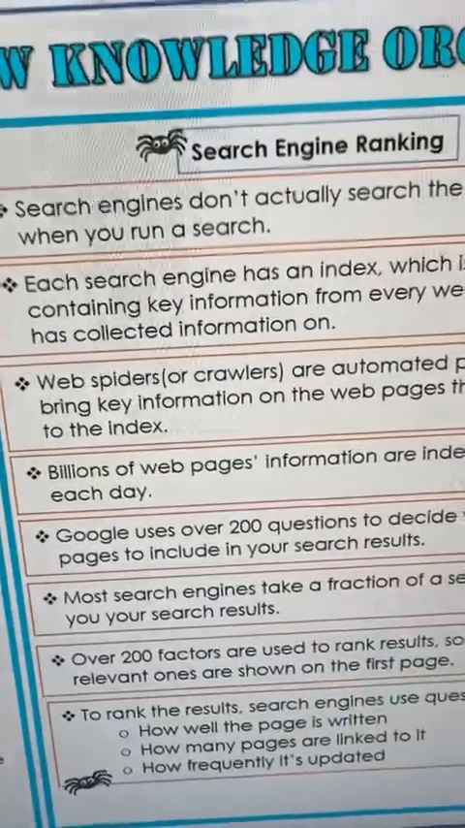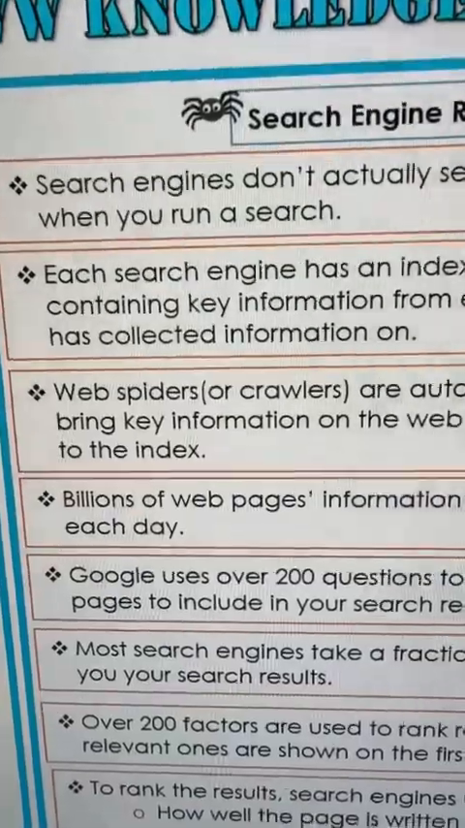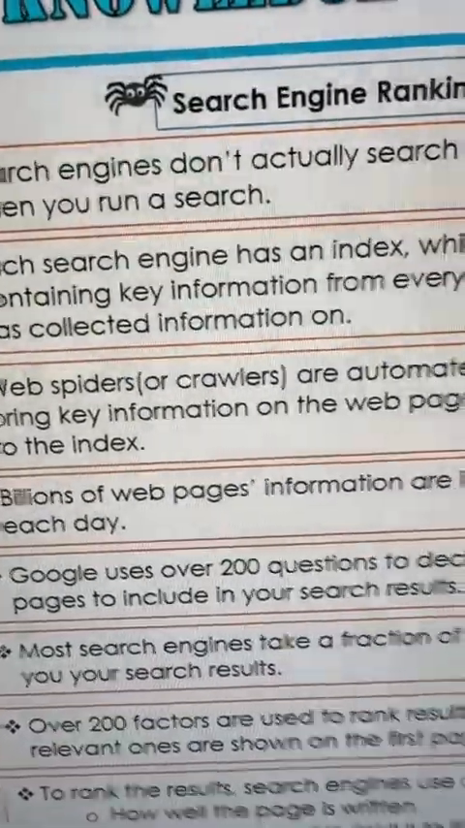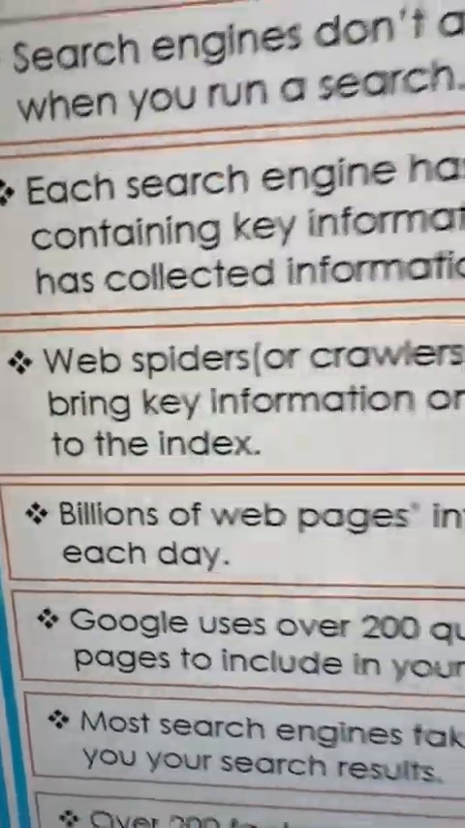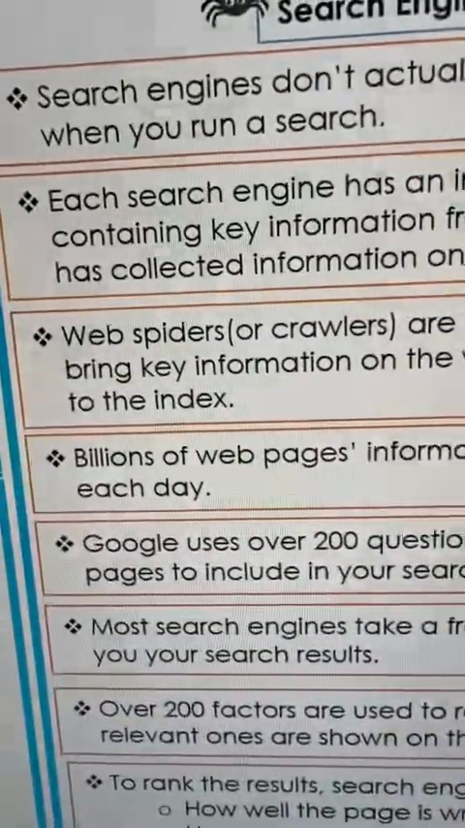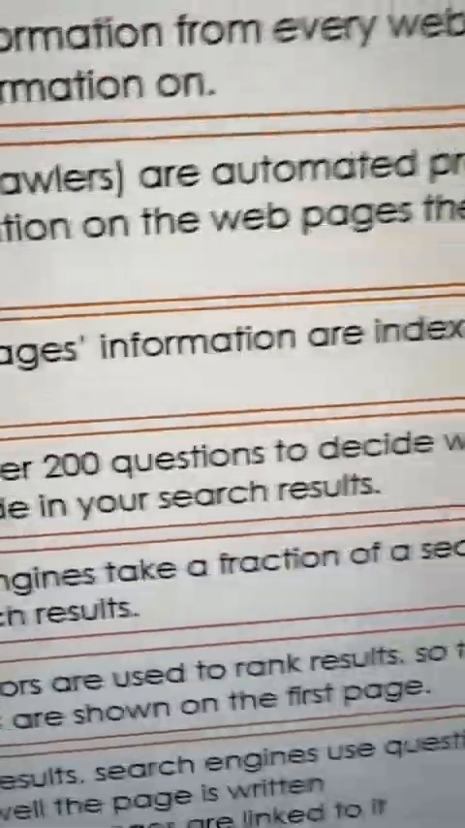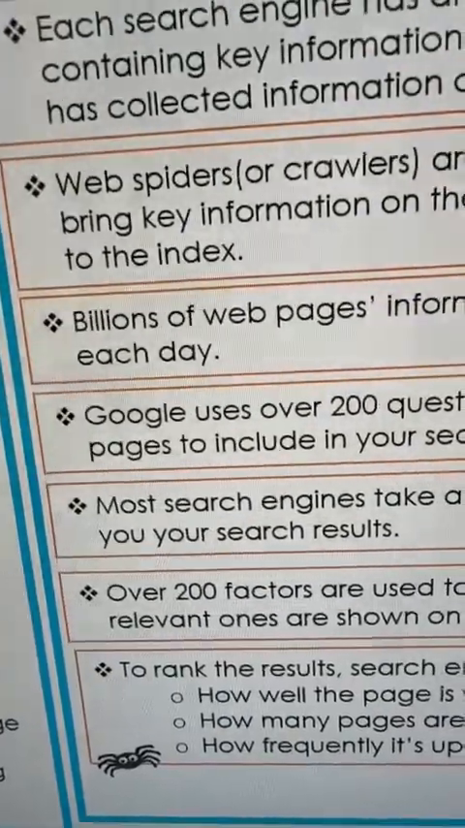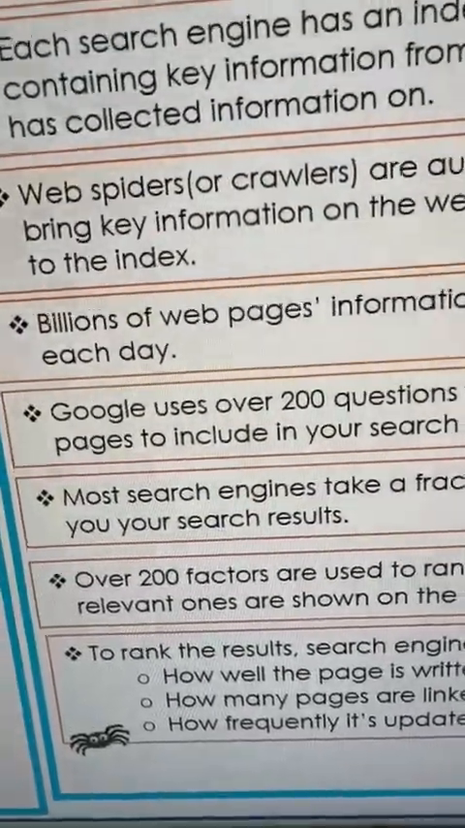Now, this is a lot of writing, but essentially search engines don't actually search the whole Internet when you run a search. It has an index, which is a database which contains all the information from every web page, and these web crawlers or spiders, they crawl the Internet to bring back key information and add the website to the index. And billions of web pages are indexed every day. It takes literally a fraction of a second to bring you the search results.